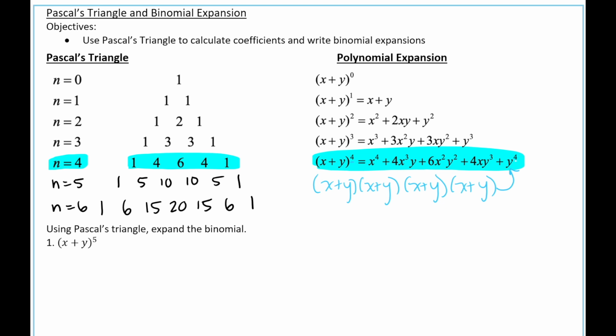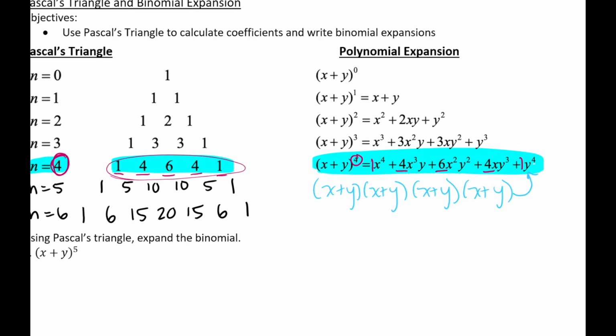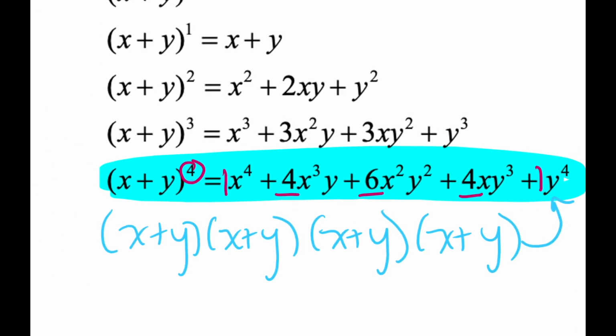And what you hopefully notice is that the coefficients of your expanded polynomial are the same as Pascal's triangle for the 4th row. So if my exponent is 4, I'm going to look at the 4th row, and that will indicate the coefficients of every term in my expansion, which is super cool. The other thing that you'll need to pay attention to is what happens with x and what happens with y. So let's take a look at this more closely.